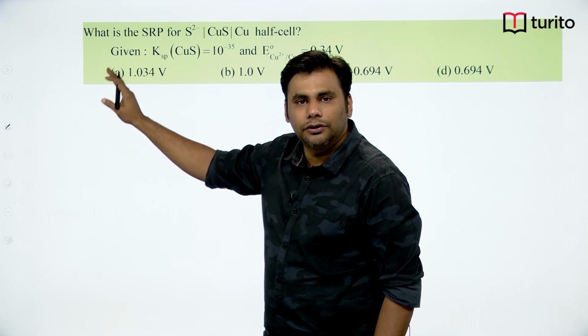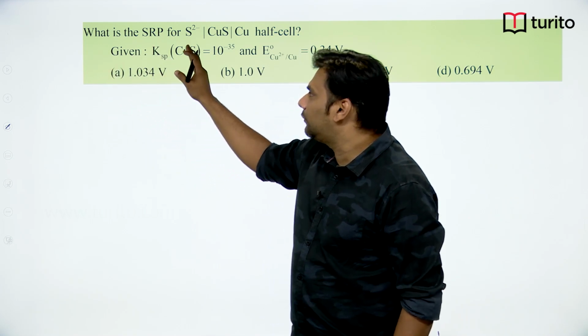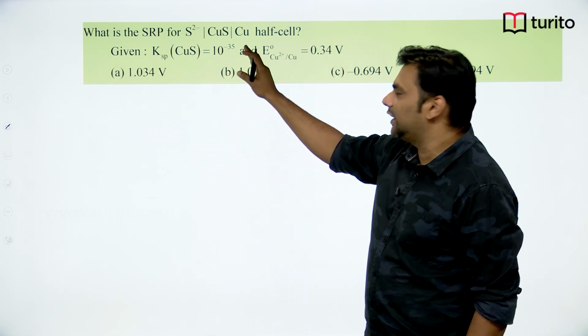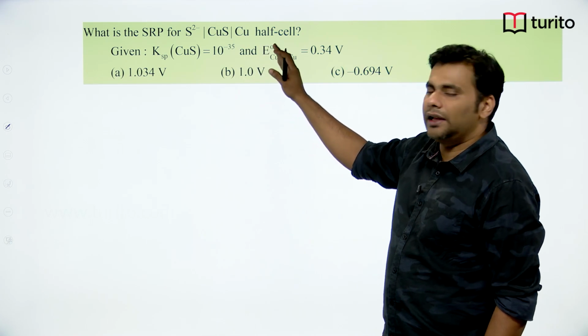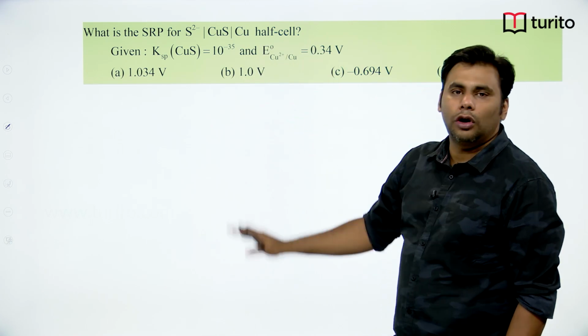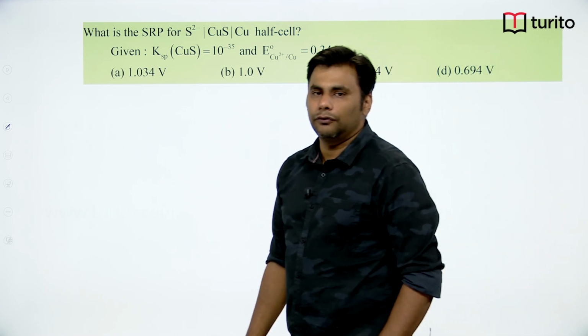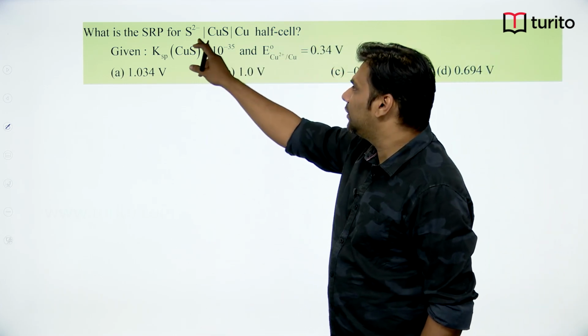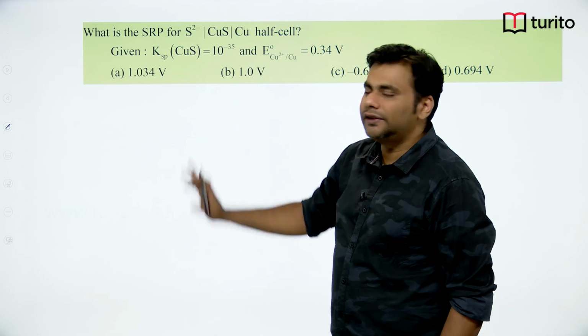Some data has been given to you. The solubility product of copper sulfide is given to you as 10 raised to minus 35, and the reduction potential of copper 2 plus changing into copper is given as 0.34 volt. So we need to find the standard reduction potential of this half cell.